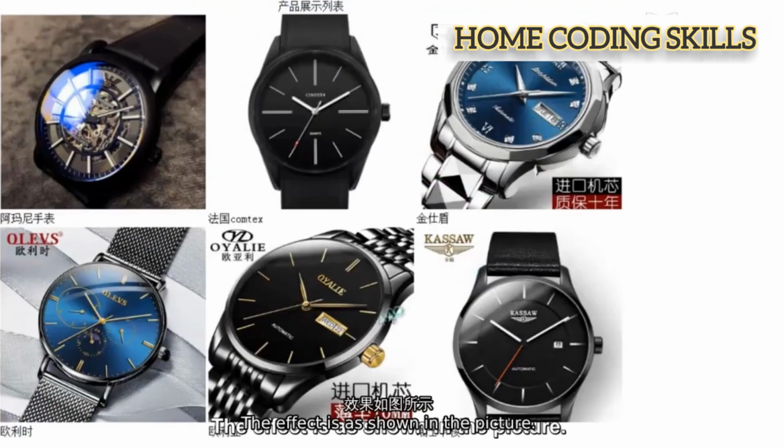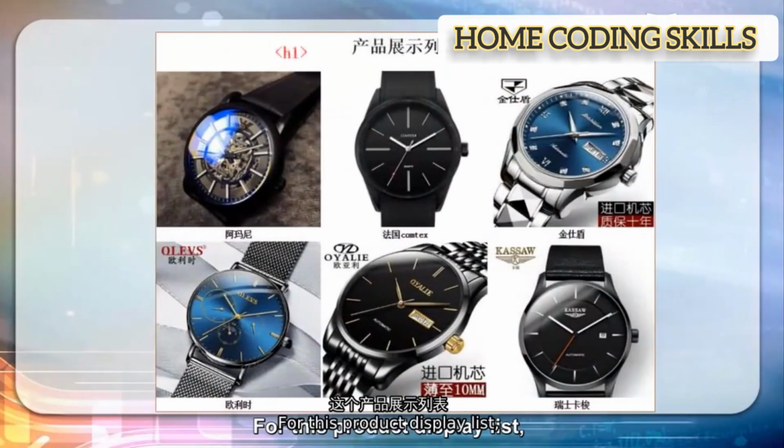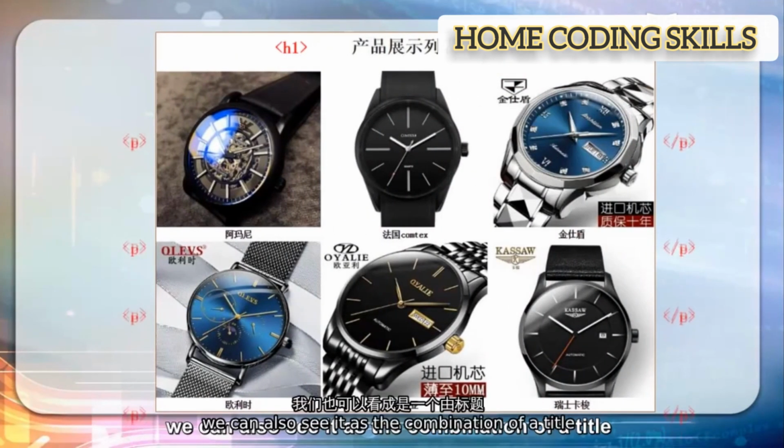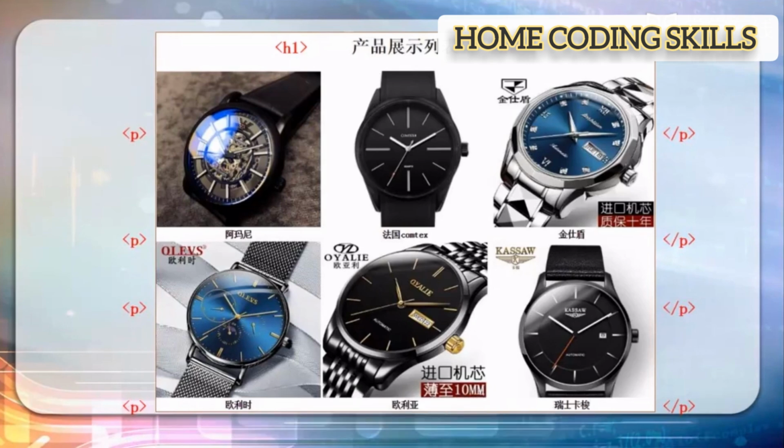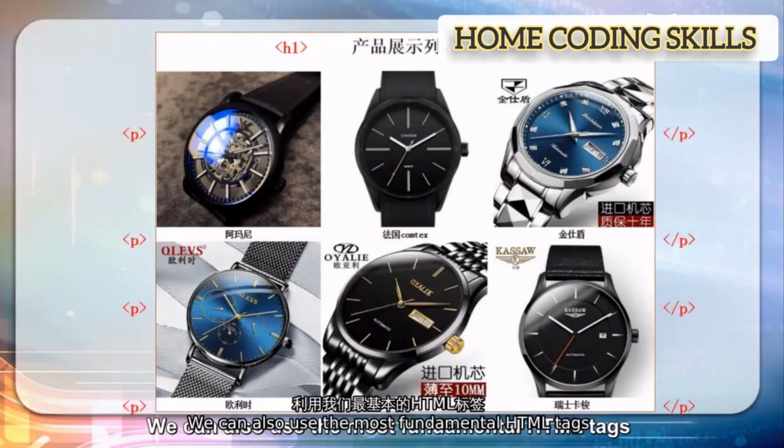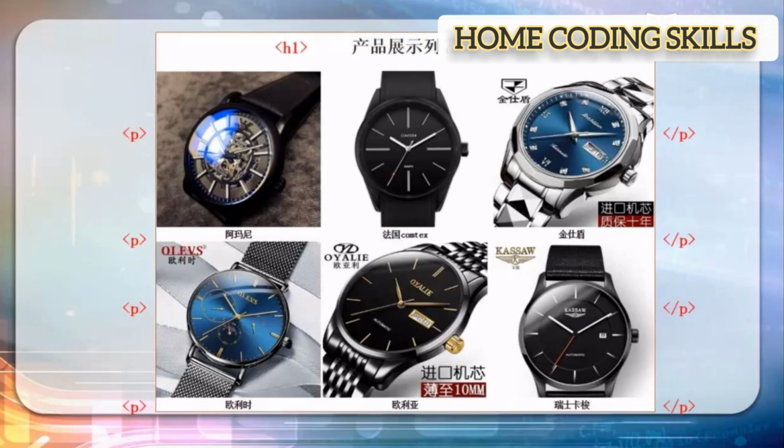Step 5. Complete the code editing and preview it. The effect is as shown in the picture. So we have used a table to create a product display list. For this product display list, we can also see it as the combination of a title and 4 paragraphs. We can also use the most fundamental HTML tags to achieve similar effects.